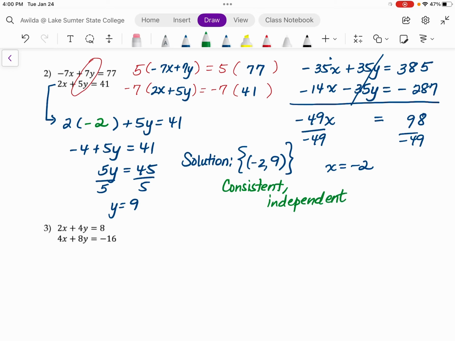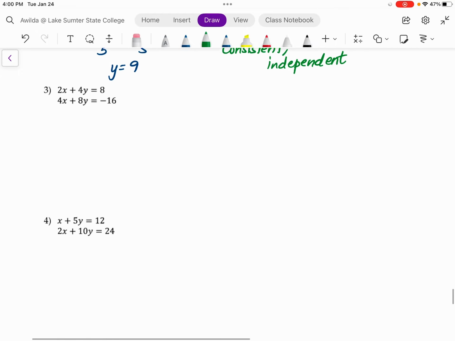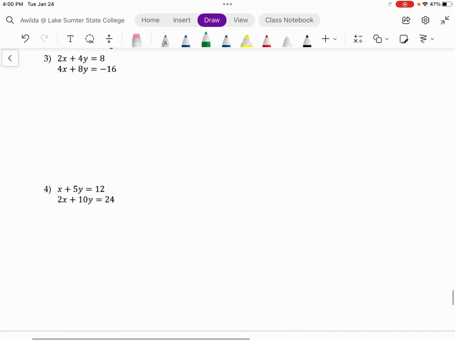All right, let's look at another example. We have 2x plus 4y equals 8, and 4x plus 8y equals negative 16. Doesn't matter which of the two variables to eliminate first. Let's just try to eliminate the x variable first. Well, 2 and 4 are already very closely related. 4 is a multiple of 2. It'd be great if we can get those coefficients to match in magnitude, but be opposite in sign. And I think one way to do that is to multiply the first equation by negative 2.